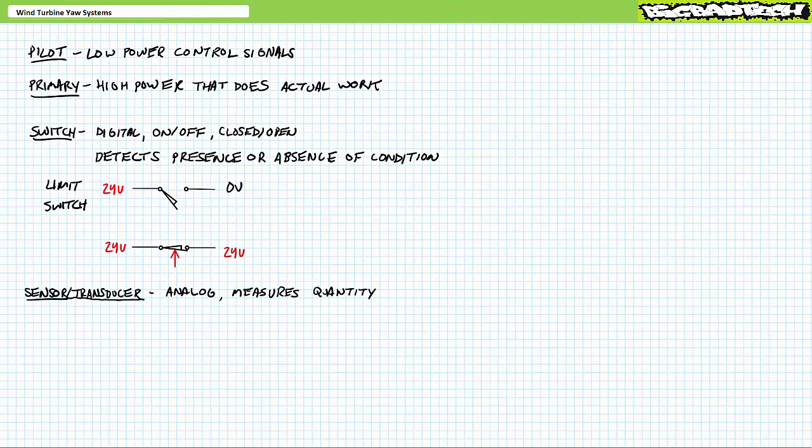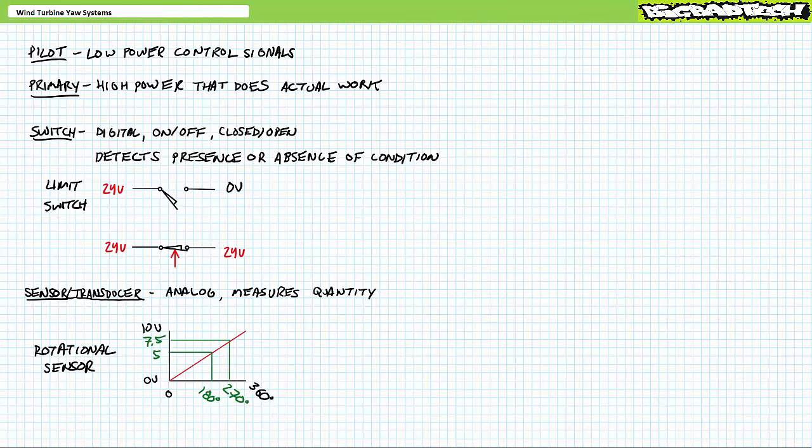A sensor or transducer, in contrast, measures something and outputs a voltage or current signal proportional to the measured quantity. Consider a 0 to 10 volt rotational position sensor capable of measuring 0 to 360 degrees. At 180 degrees, or halfway there, the position sensor would output 5 volts. At 270 degrees, or 3/4 of the way there, the position sensor outputs 7.5 volts, and so on.